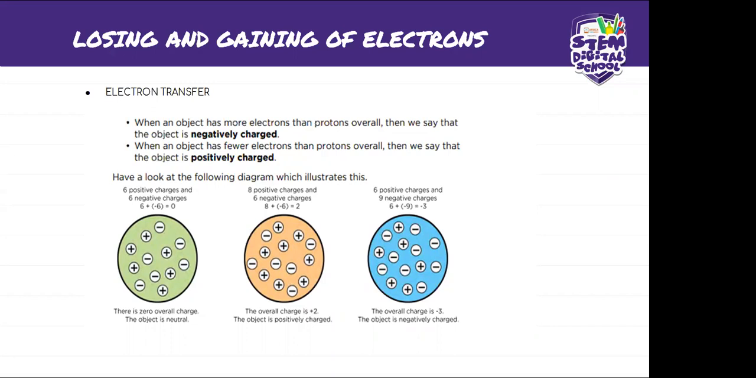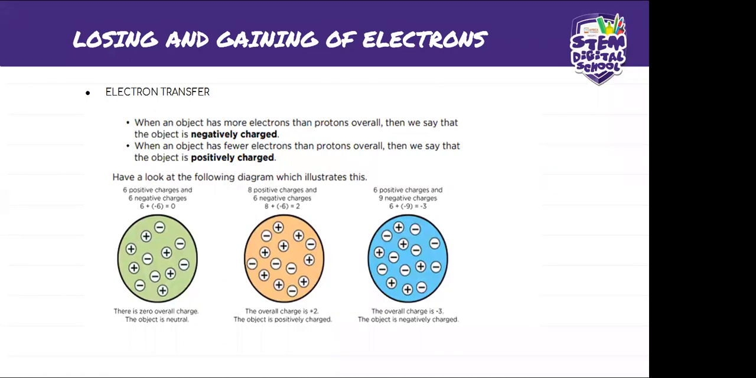Now let's look at the second one. We have 8 positive charges and 6 negative charges. When we add them together, we get positive 2. So the overall charge is 2, meaning the object is positively charged. Why?